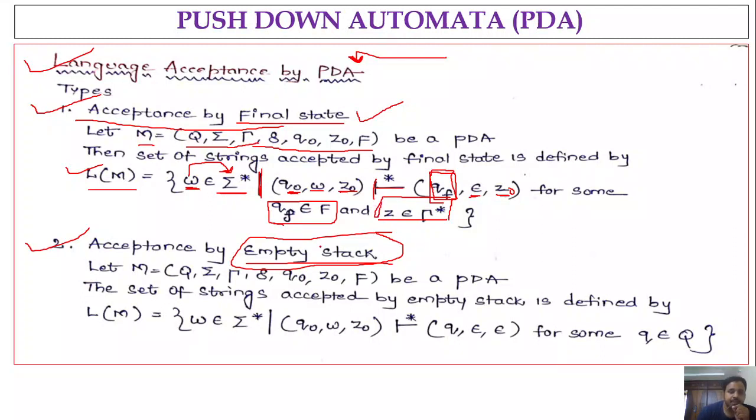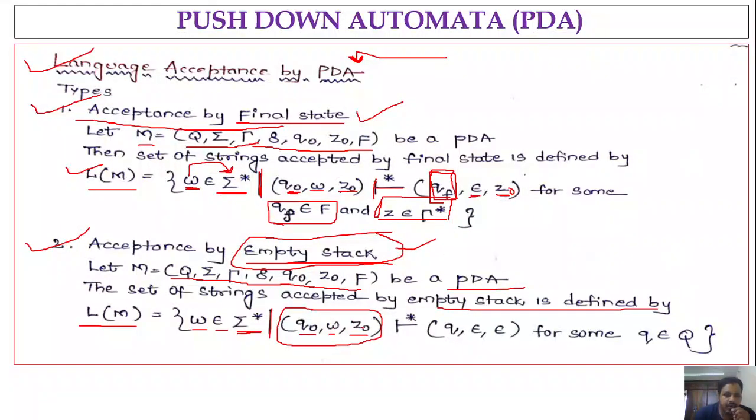Next one, acceptance by empty stack. Here we are not going to have a final state. The moment you get an empty stack, the string is said to be accepted. Let M equal Q, sigma, tau, delta, Q naught, Z naught, F be a pushdown automata. The set of strings accepted by empty stack is defined by L of M equal to the set of all words W belonging to sigma star, such that processing W and Z naught from Q naught in one or more processing steps, you may get some state Q, the input will be epsilon and the stack will also be epsilon. Such a set of words is called the language of the pushdown automata.